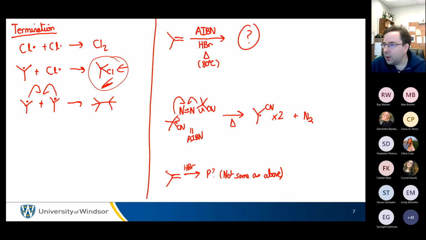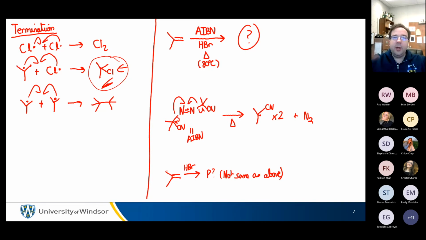So can I explain what's going on in termination? In termination, 2 radicals are becoming 1 radical, or becoming 0 radicals. So we're just remaking bonds with radicals recombining. It's the exact opposite of initiation, where we split molecules apart. Now they're coming back together, and we're making stable molecules.